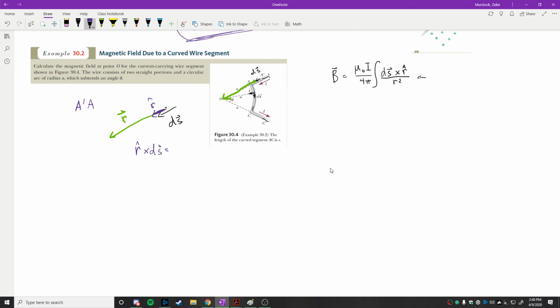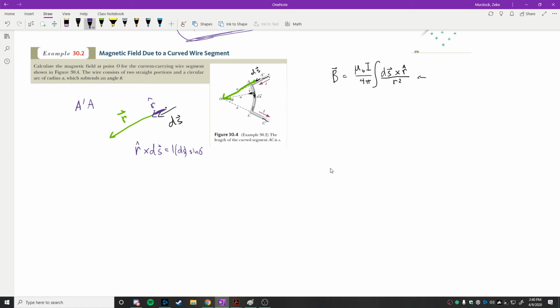How do I find the cross product between two objects? It's 0, right? That's exactly right, because it would be the magnitude of this times the magnitude of ds, which we'll call ds, and then times the sine of the angle between the two of them, which in this case is 0 degrees.